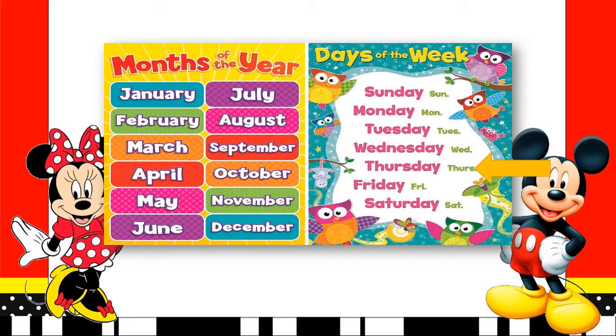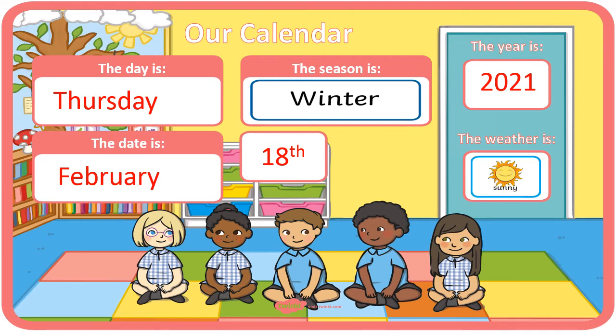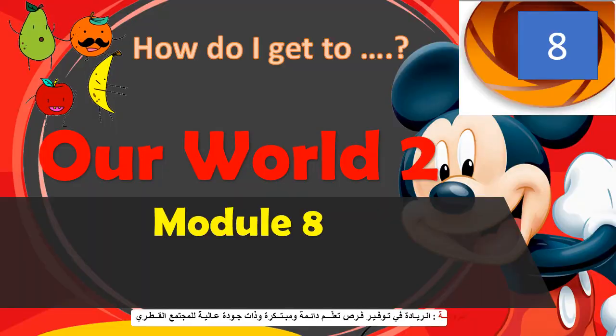Today is Thursday. In which month are we? We are in February. Let's read our calendar for today. Today is Thursday, February 18, 2021. Now, let's start our lesson.